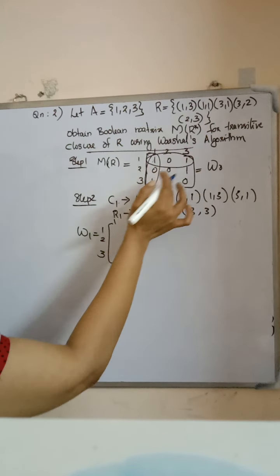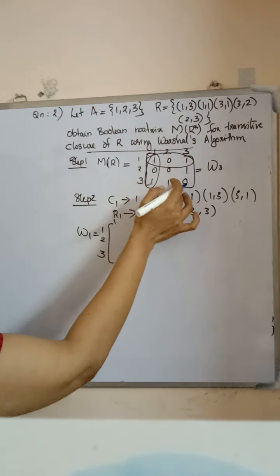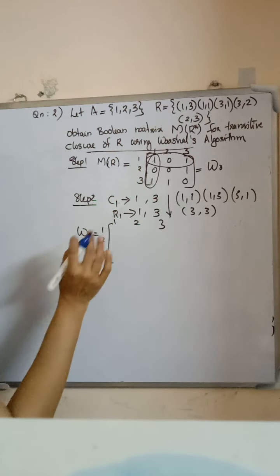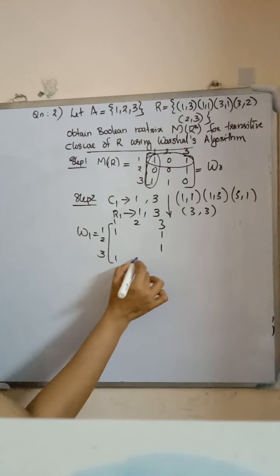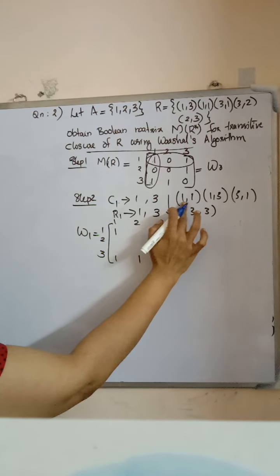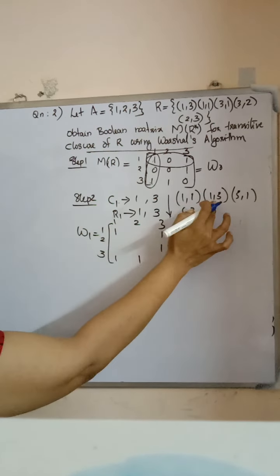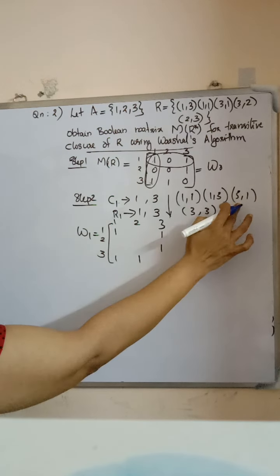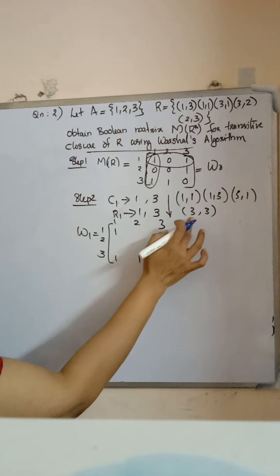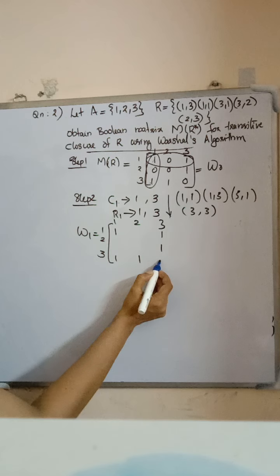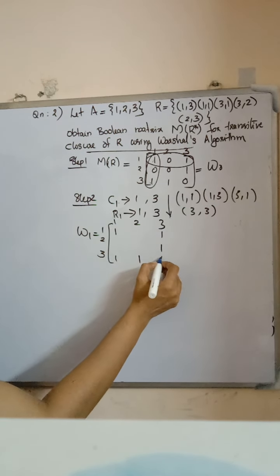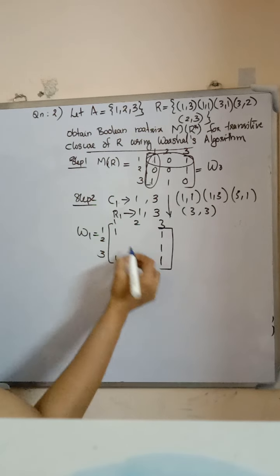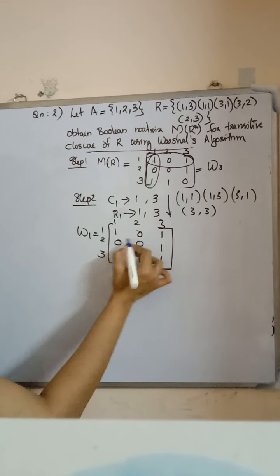So W1 equals, all the ones in W0 appear in W1 also. So write these ones here. Then check the new positions: 1 1, here it is; 1 3, here it is; 3 1; 3 3. 3 3 is not present in the W0. Now we add new position 3 3 in W1. All other positions left 0.